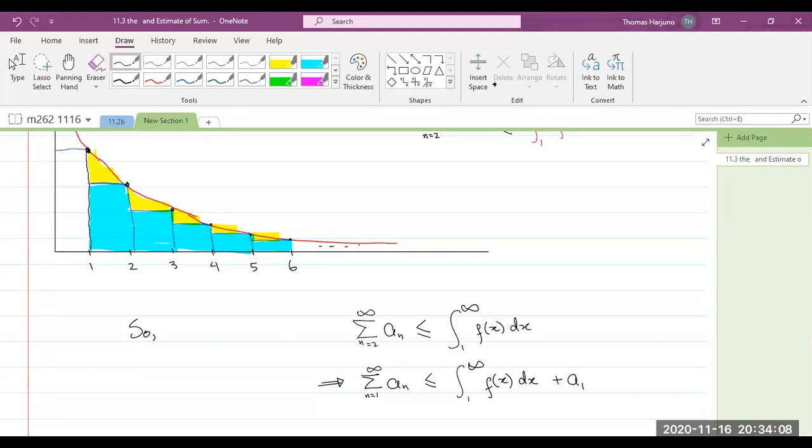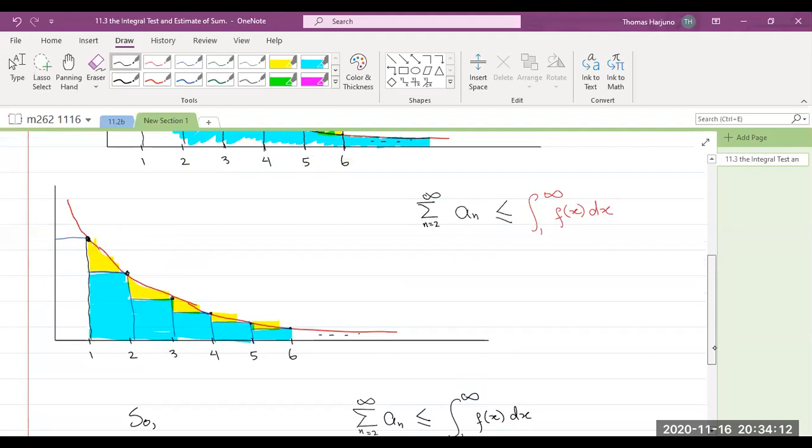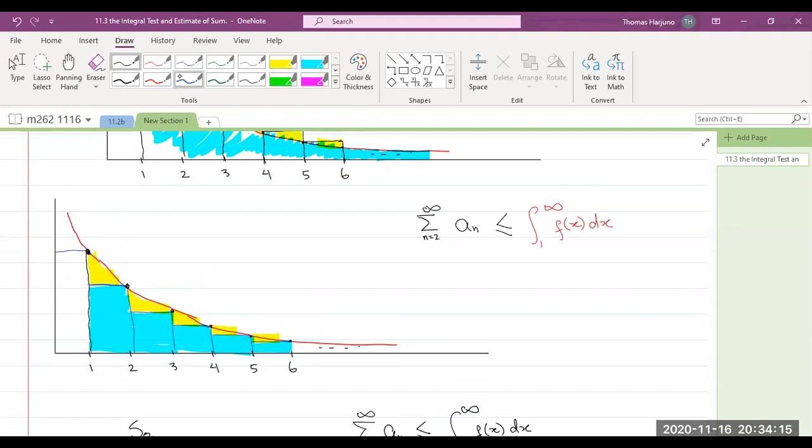Why does it have to be from n equals 2 again? From the way I graph it here, you see that the height here is actually from the second term, not from the first term. You see that?